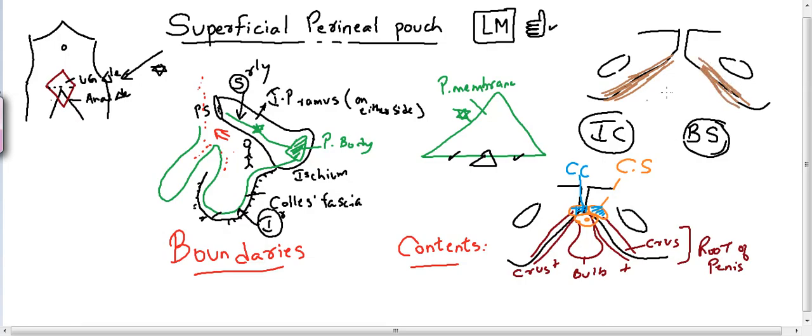Covering the bulb of the penis, there will be one muscle which is covering the spongy tissue. There will be a raphe in the center. It's called bulbospongiosus. This muscle will form a raphe. It's covering the bulb of the penis now, so we call it bulbospongiosus. So ischiocavernosus on either side, bulbospongiosus in the center. These are the muscles covering the root of the penis.